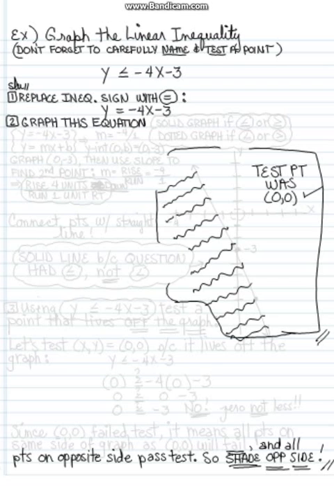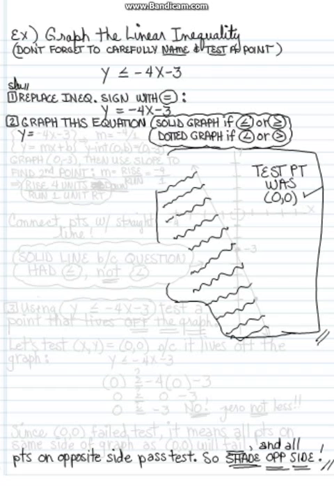Now, it's going to be a solid graph if there's an equal portion included in the original inequality, if it's less than or equal or greater than or equal. Otherwise, the graph will be a dotted graph. That's the case where you were given an inequality with just less than or greater than. So you have to make a decision which one you have.